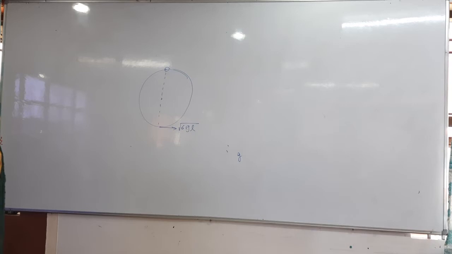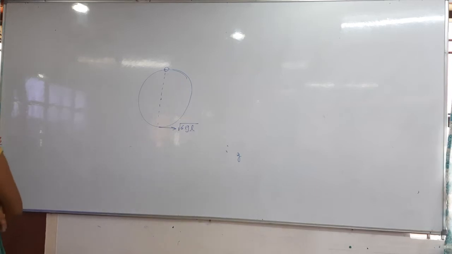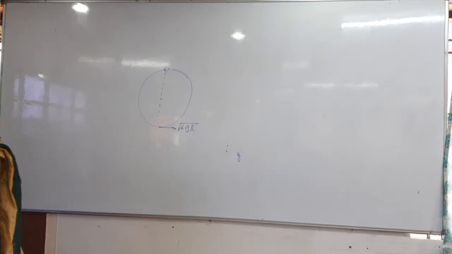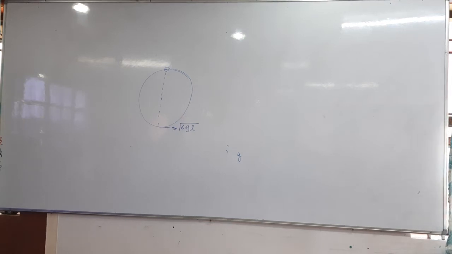mg is the correct answer. What is the velocity you got at the topmost point, first of all? Root 2gl, yes. Root 2gl is the velocity you will get at the topmost point. Yes, very good. mg should be the correct answer.